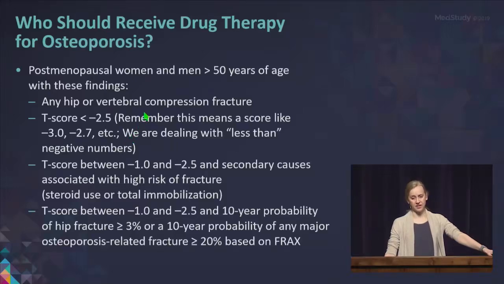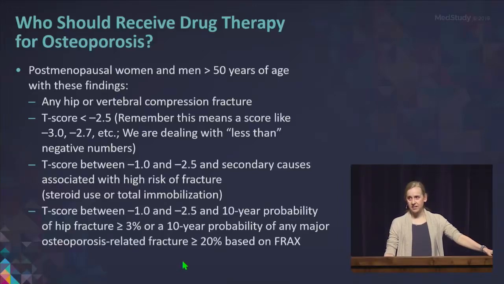So drug therapy. The first indication for drug therapy is any sort of fracture in your past. The second one is if your T-score is less than -2.5, so -3, -2.7. If you have osteopenia and your T-score is between -1 and -2.5, then we're going to treat you either if you have secondary causes, which we saw in that list, or if you have a 10-year probability of hip fracture over 3%, or a probability of major fracture more than 20% based on FRAX.